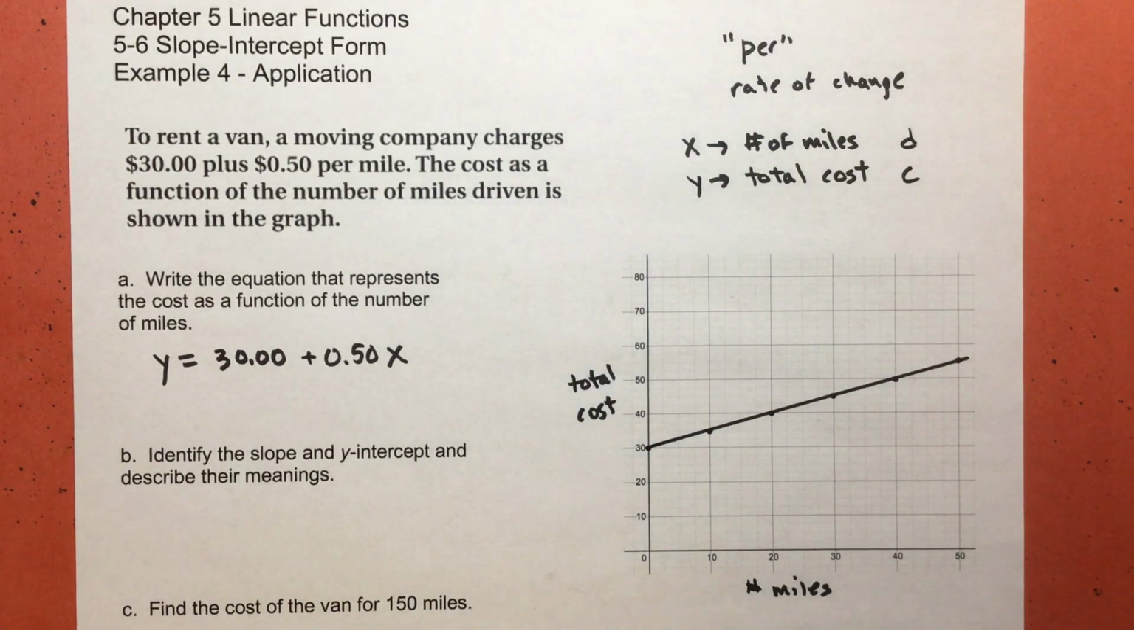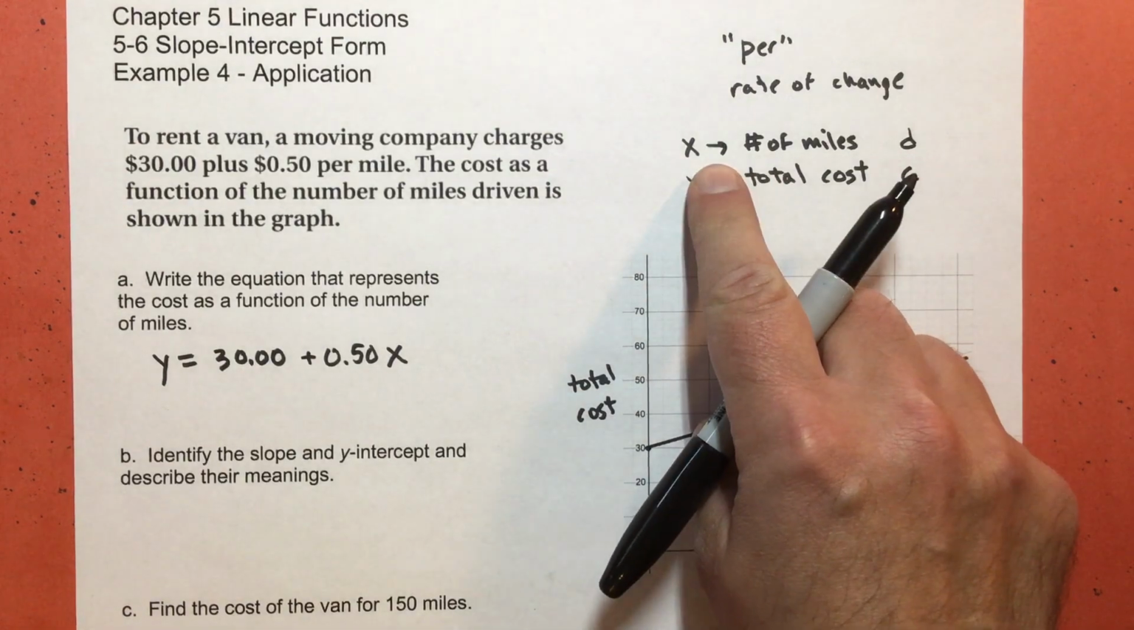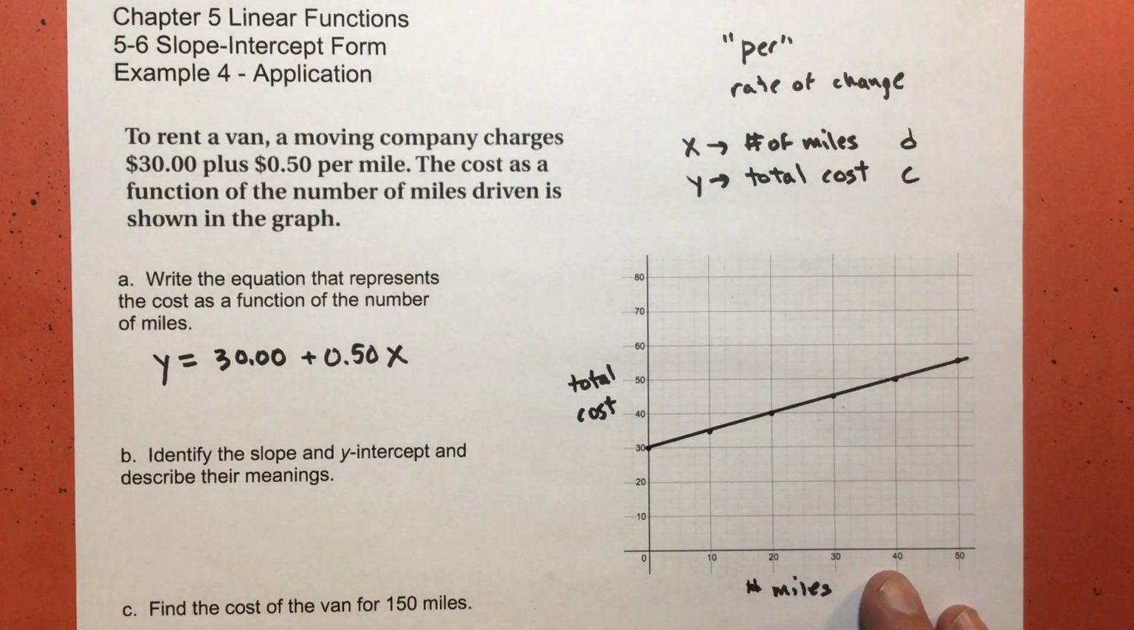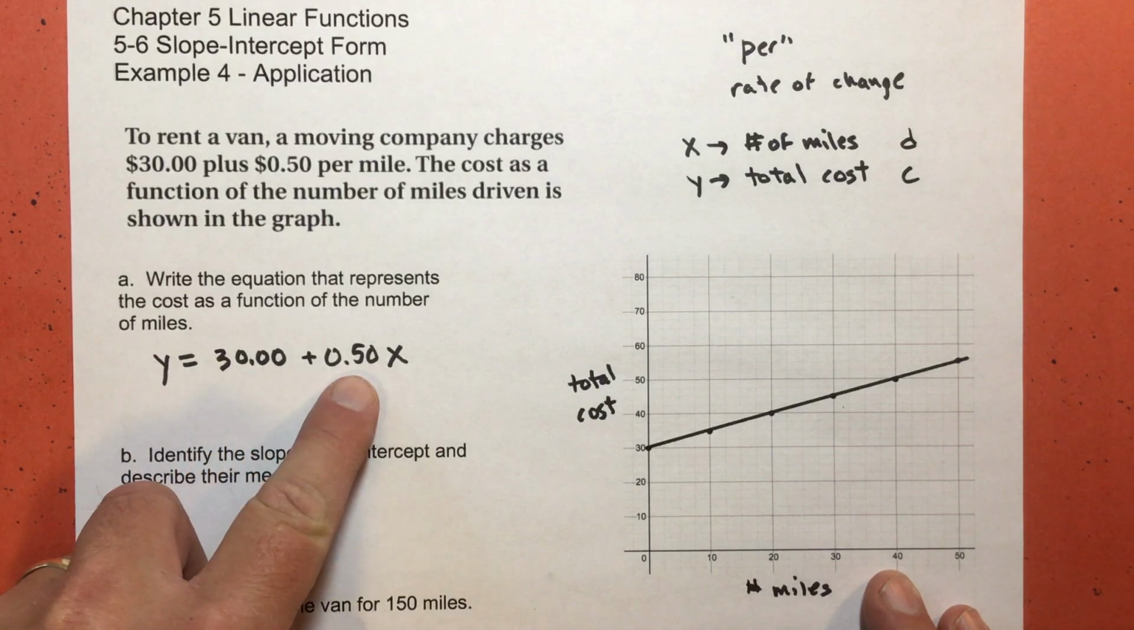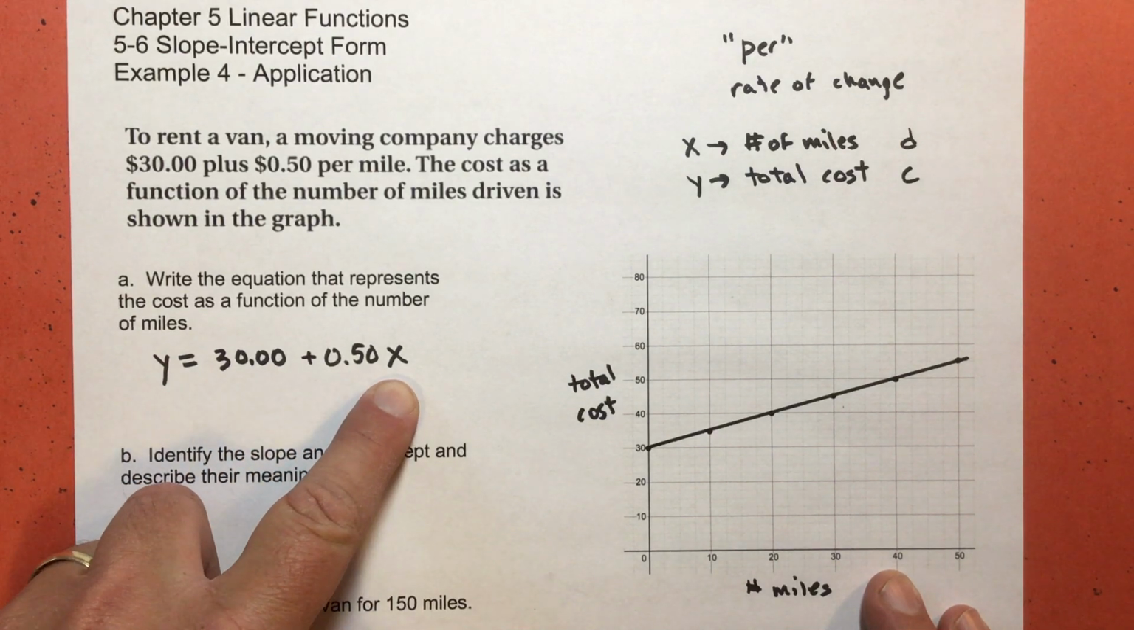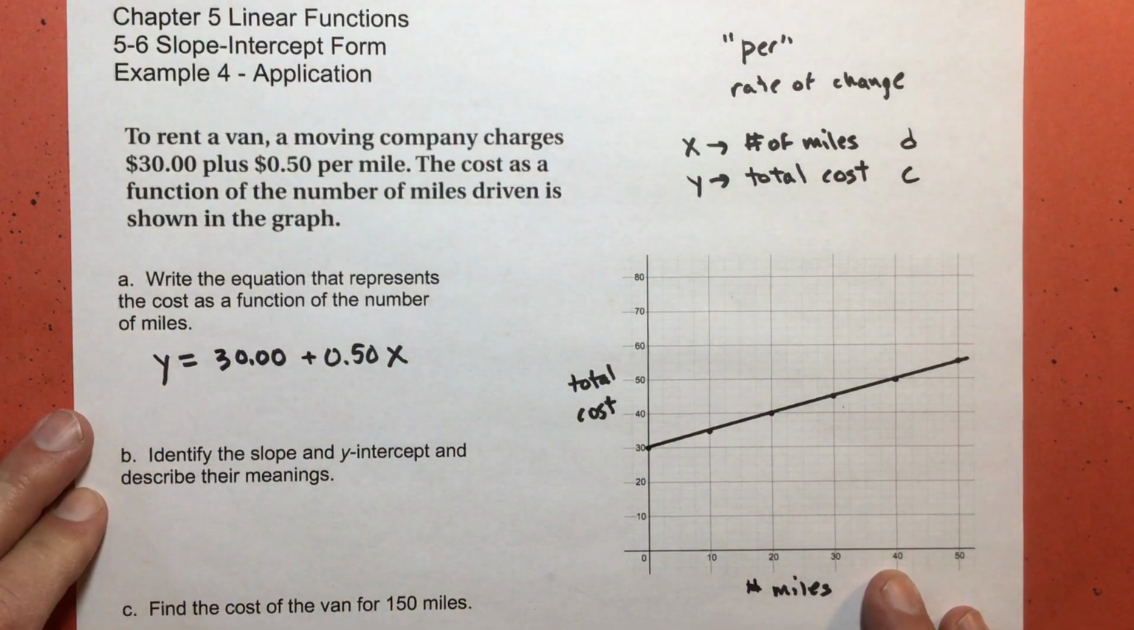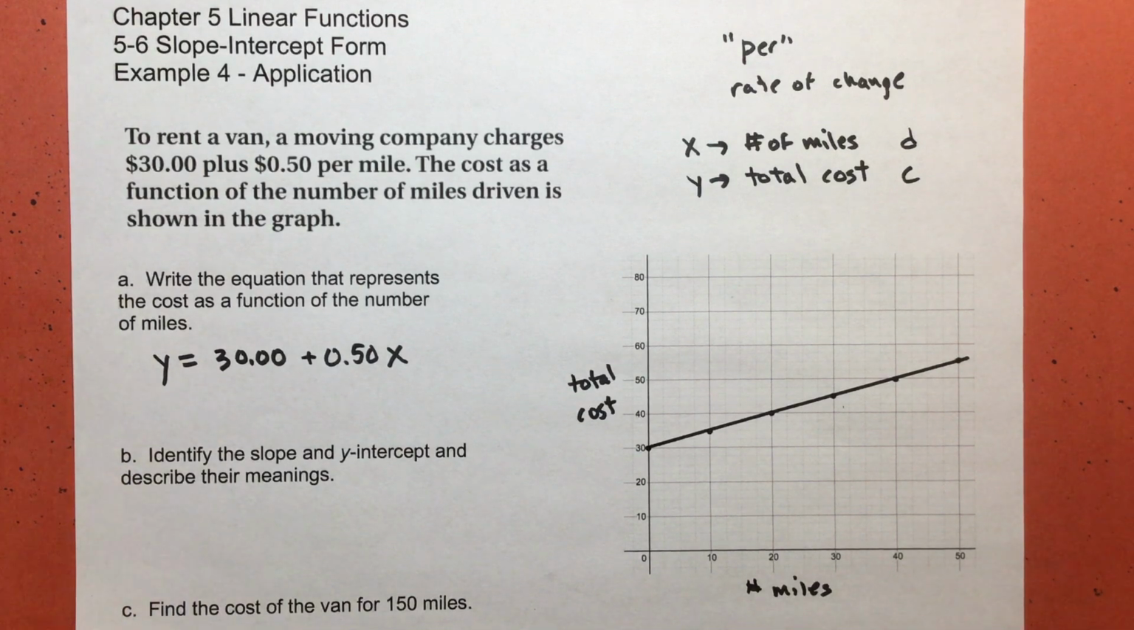Desmos knows what x is, it knows what y is, it knows it's the independent and dependent variable. All right, so another way I could have written this would have been c equals $30 plus 0.50 times d for distance. I guess you could also say m for miles, but I'm trying to make sure that you understand that distance is the variable, the number of miles is the distance. Miles is just the unit that you're using.